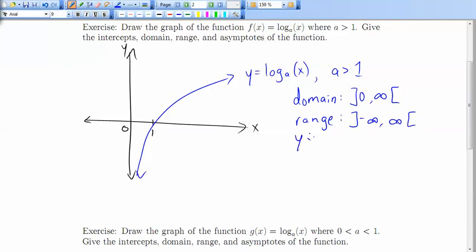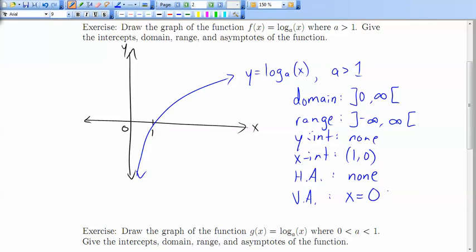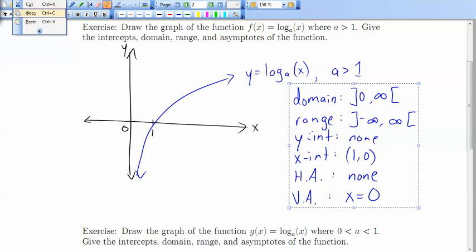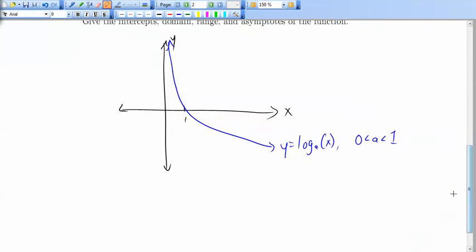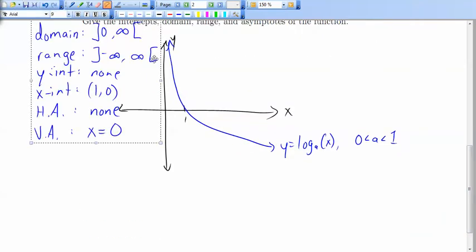The y-intercept, well, we see there is none. The x-intercept would be 1, 0. The horizontal asymptote, here we've got none. Our graph grows incredibly slowly, but it does always grow. There's no upper bound on it. And our vertical asymptote is going to be the vertical line, x equals 0. Now, for our other graph, we're going to have the exact same attributes there. So let's just go ahead and cut and paste that, the exact same facts there.